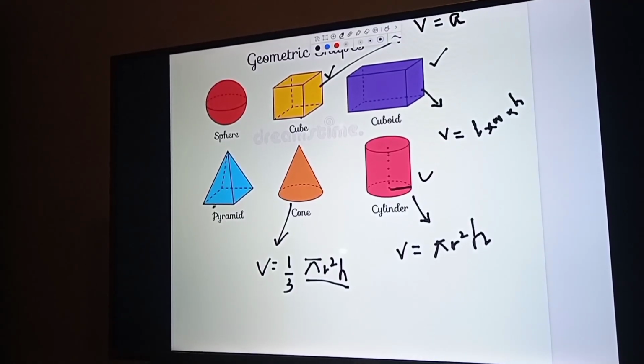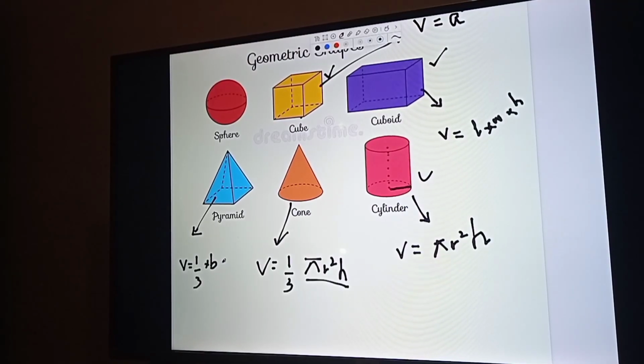Our next shape is pyramid. You have seen Egyptian pyramid that looks like this shape. Similarly, tent shape is like this, or some house roofs are like this. So when you want to calculate the volume of the pyramid, the formula will be volume is equal to 1 by 3 base into height.